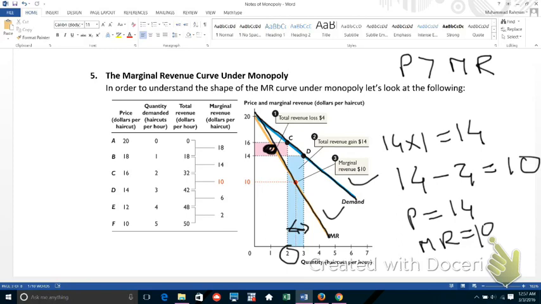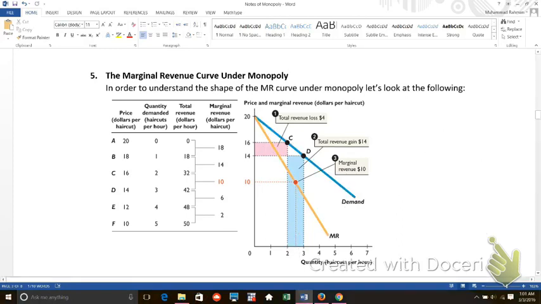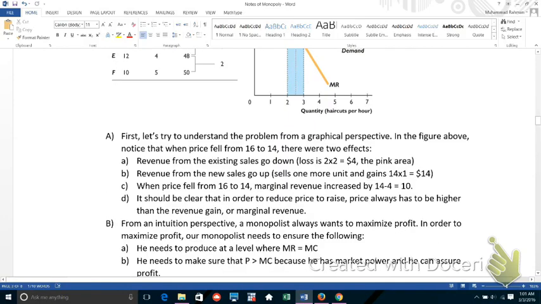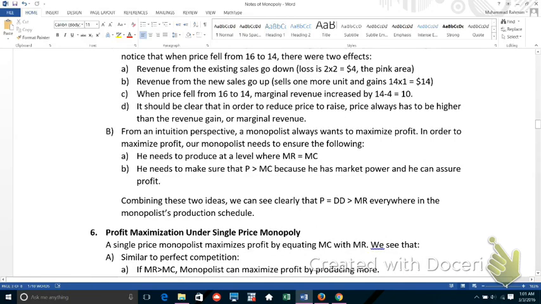But I want to take us one step back and try to understand why price is going to be greater than marginal revenue from another perspective. And the perspective is kind of straightforward. So let's look at the explanation in B. So we know that in order to maximize profit, our monopolist needs to equate marginal revenue with marginal cost. And we also need to understand that our firm wants to really charge a price which is greater than marginal cost. Why? Because first, our firm can do that.